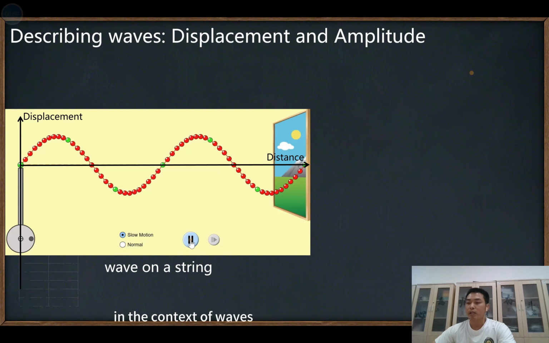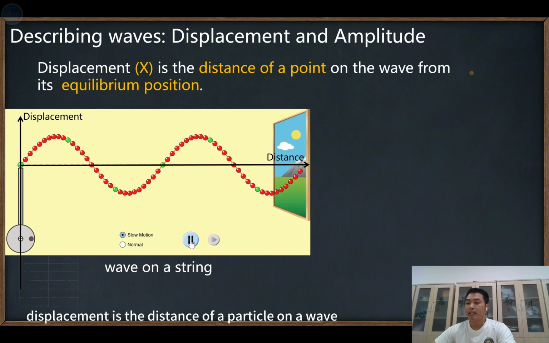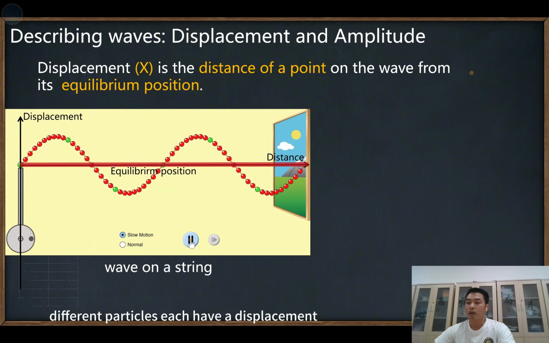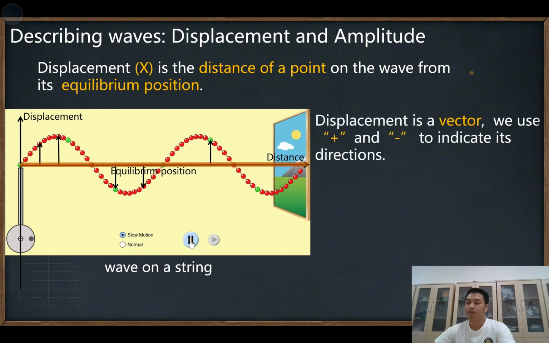In the context of waves, displacement is the distance of a particle on a wave from its equilibrium position or undisturbed position, as shown in the figure. Different particles each have a displacement up or down from their own equilibrium position. So displacement can be positive or negative depending on the direction.